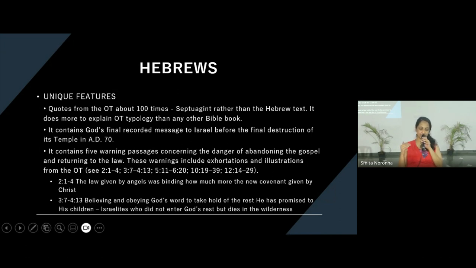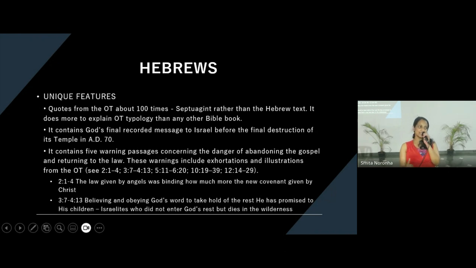So chapter 3, verse 7 to chapter 4, verse 13, talks about believing and obeying God's word. That is essential in order for us to enter into the rest that was promised. So comparing this to the Israelites in the wilderness who disobeyed God and were not faithful to God and therefore did not enter the promised land.